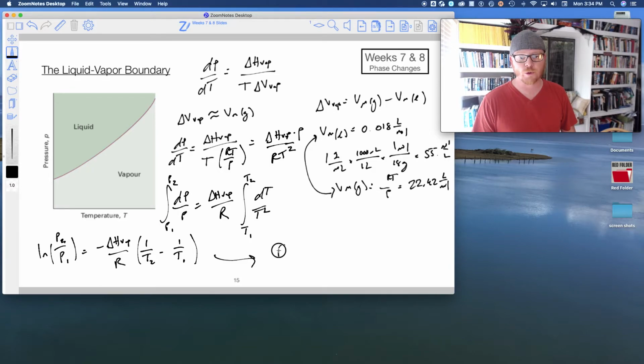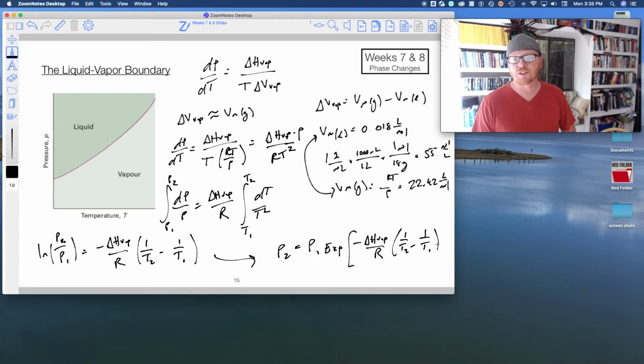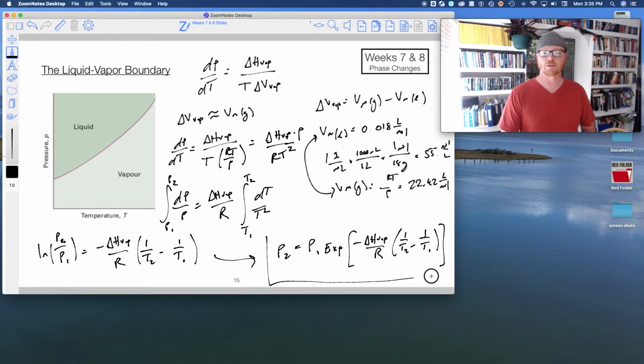And so now to do a little bit more algebra here, I'm just doing two algebra steps. If I take e of both sides, that becomes P2 over P1, and then multiply both sides by P1. Now I get P2 equals P1 times the exponential of this whole thing: EXP of negative delta H of vaporization over R, times 1 over T2 minus 1 over T1. Okay, great. And so here is my famous Clausius-Clapeyron equation.